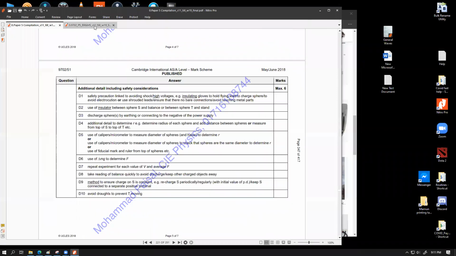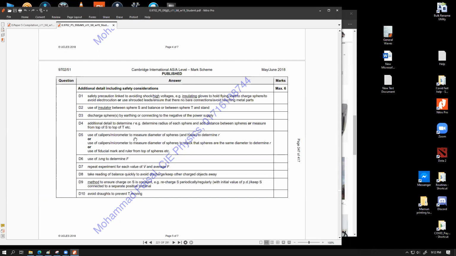These additional details they have mentioned over here are, in my opinion, quite mandatory for the system to even work. Because if you miss out on any of these, your whole experiment will not work. You're not going to get any force value, because if you're continuously losing charge from any of these spheres, either the top one or the bottom one, your force will not exist, period. So although they're giving additional details, in my opinion, they are mandatory for the experiment to work. Discharge spheres by earthing or connecting to the negative power supply. Additional detail: determine the radius of each sphere and add it to the distance between the spheres.